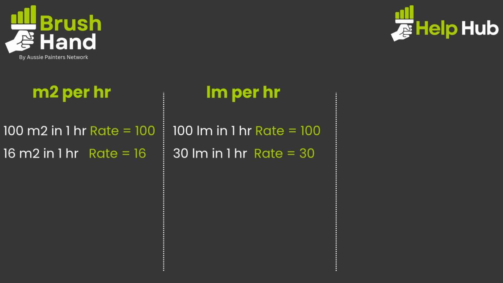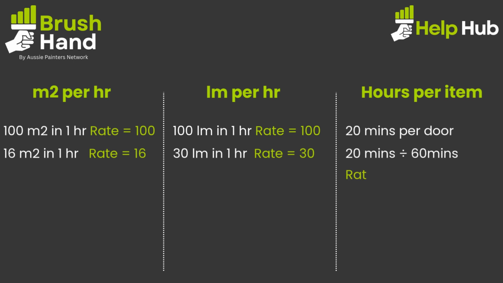Now where it gets a bit different is when you're doing the quantity or per item rates. So quantity is hours per item, not items per hour. So if it takes me 20 minutes to do one door, my rate is 20 minutes divided by 60 minutes equals 0.33 hours. So our rate is 0.33.